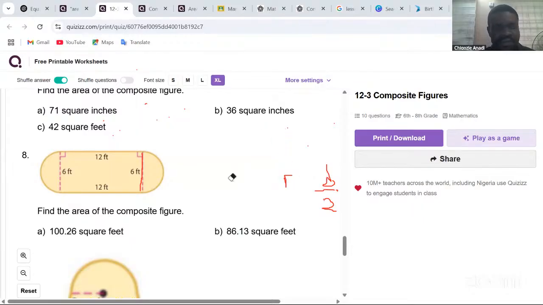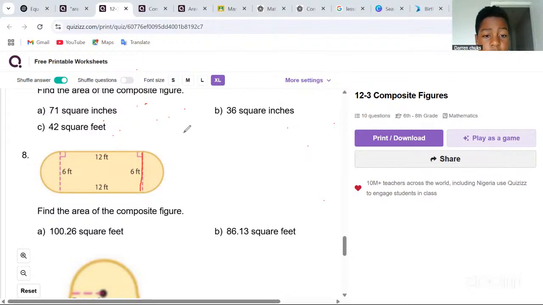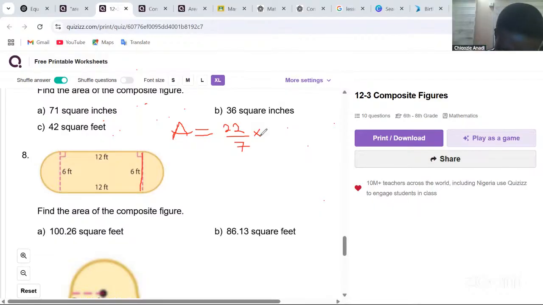Remember what I said? The area of a semicircle is pi r squared all over 2. So let's find the area of the semicircle now. Area of the semicircle A is equal to, what's our pi? Our pi is 22 over 7, right? Times, what's the radius given to us there? What's given to us is the diameter, so our radius is 3. Very good. So our radius is 3.